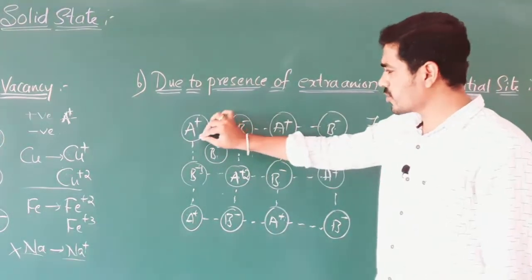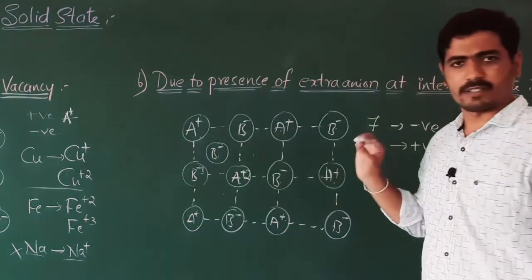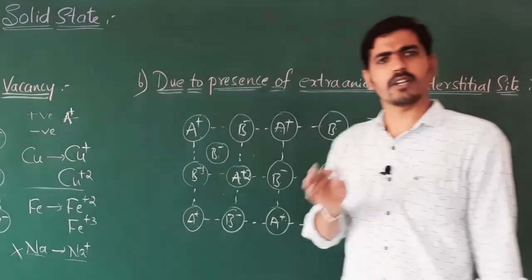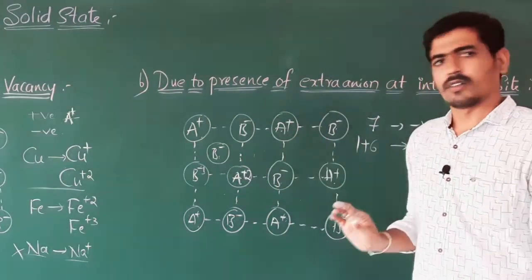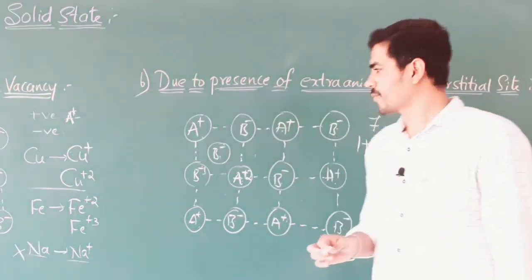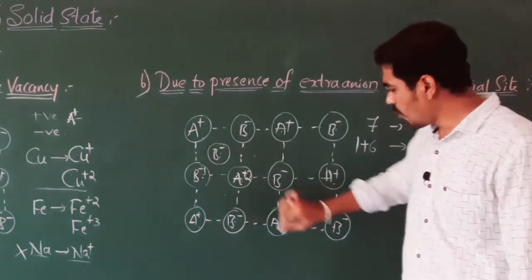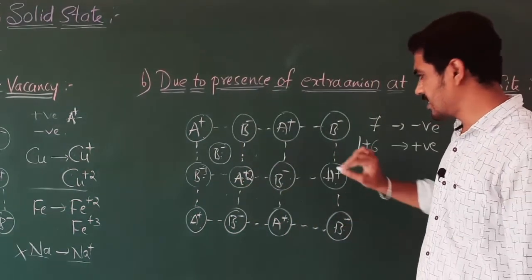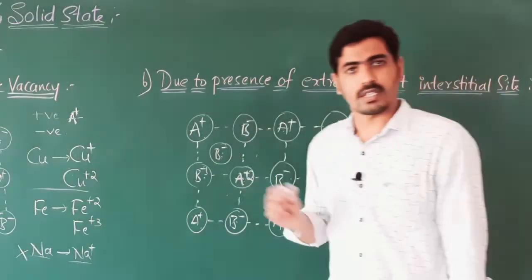Number of cations: 1, 2, 3, 4, 5, 6. The number of cations will remain 6, but the charge is different. Okay, so there are totally 6 metal ions. And how many anions are there? 1, 2, 3, 4, 5, 6, 7. Okay, so 7 anions are there.